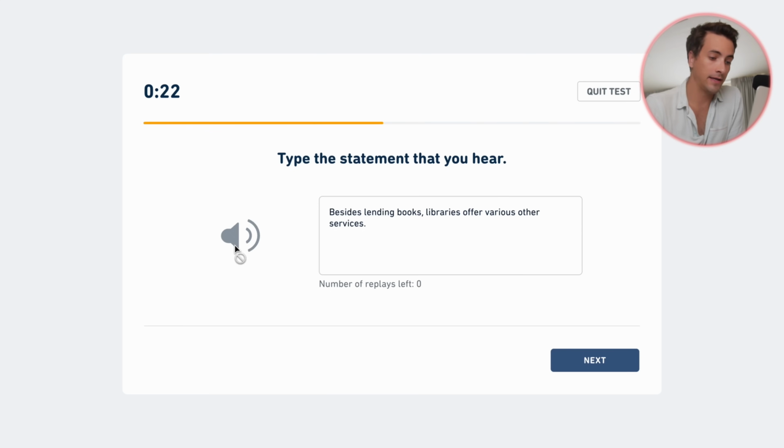Great. And in order to get full marks, you will need to have the correct punctuation. So besides lending books, comma, libraries offer various other services, so you should include commas where they are needed.